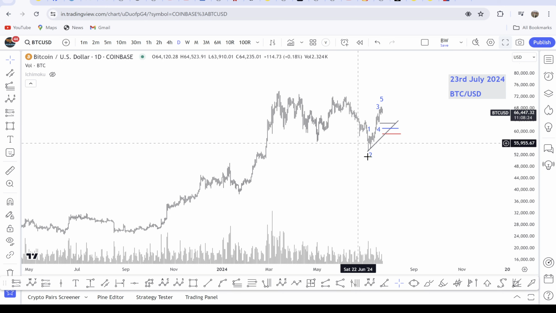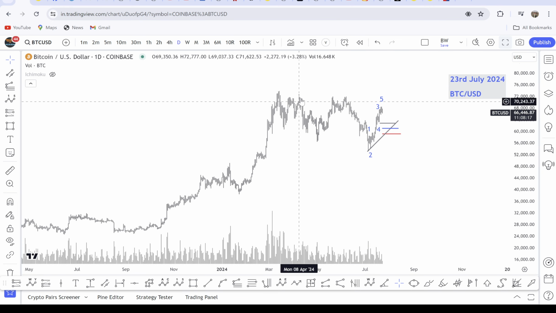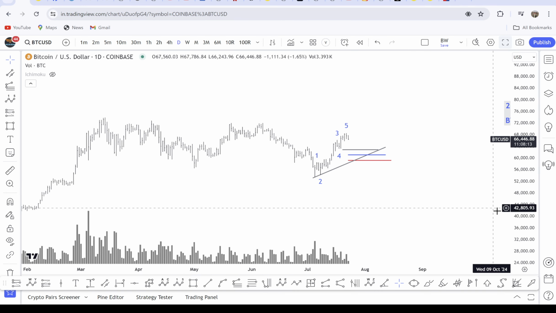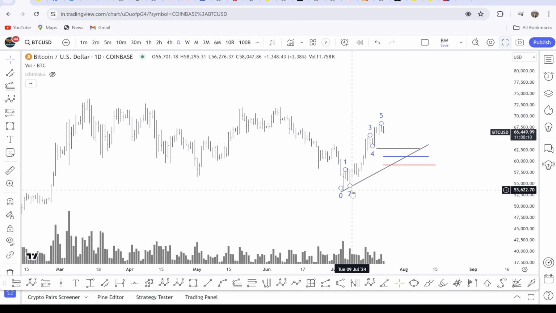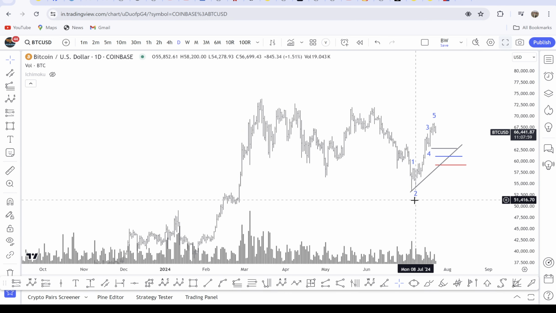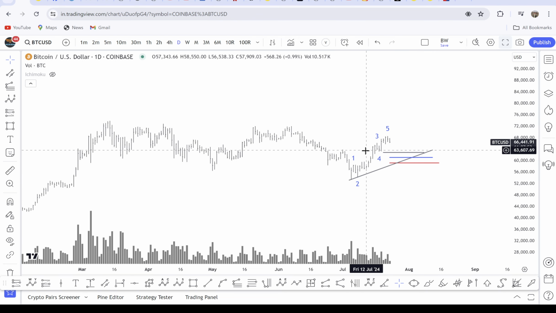Fourth is a complex correction that might be over here around 53K, ABC, X, ABC, and a new impulse has begun from 53K. So this may be the first wave of the fifth wave. Here fourth is completed and a new impulse fifth wave has begun. So let's see inside this wave.